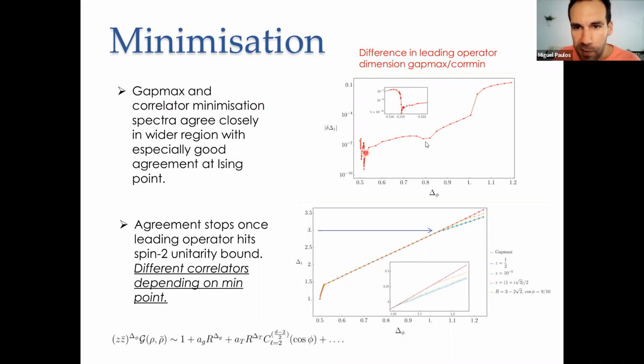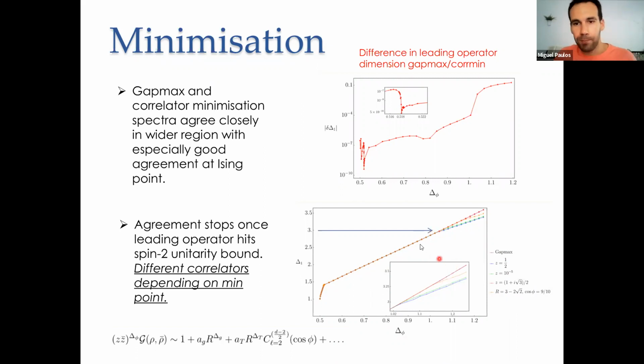Anyway, this agreement holds here in some region, but eventually it breaks down. Here I'm showing you the leading operator in the spectrum for the gap max correlator, and then for the minimal correlator depending on various choices of minimal points. All these curves lie on top of each other for a while. But then there's some delta phi, more or less around 1 point something, where all these curves split.